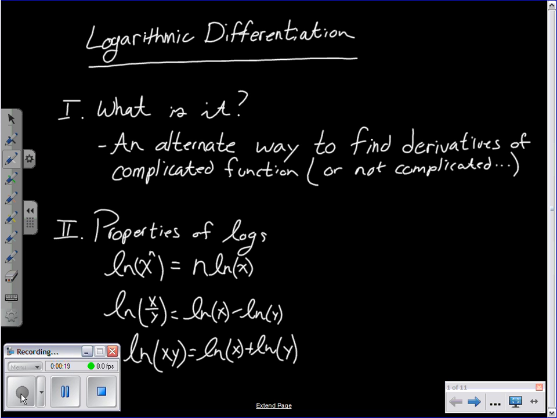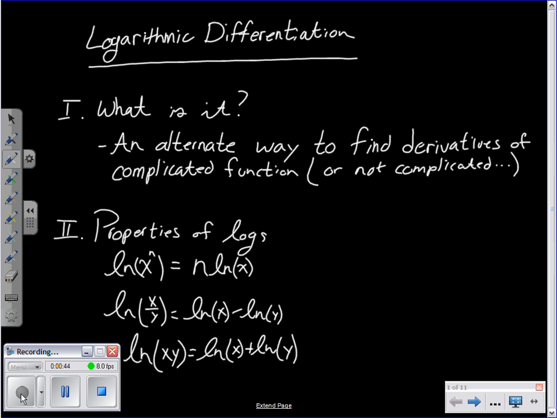And so basically what you're going to do is use properties of logarithms in order to manipulate the function that you have to make it less complicated, and then find its derivative using the natural log rule. So keep in mind properties of logs. If I have natural log of x to the nth power, I can rewrite that as n times natural log of x. So I'm just bringing the exponent out to the front as a coefficient.